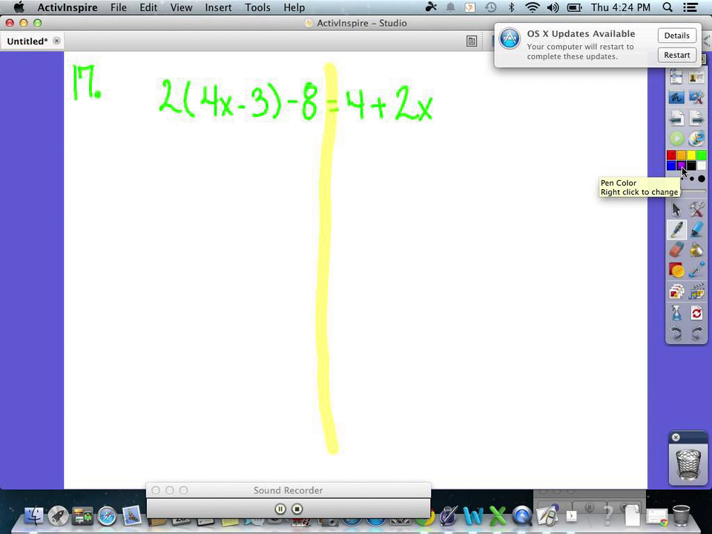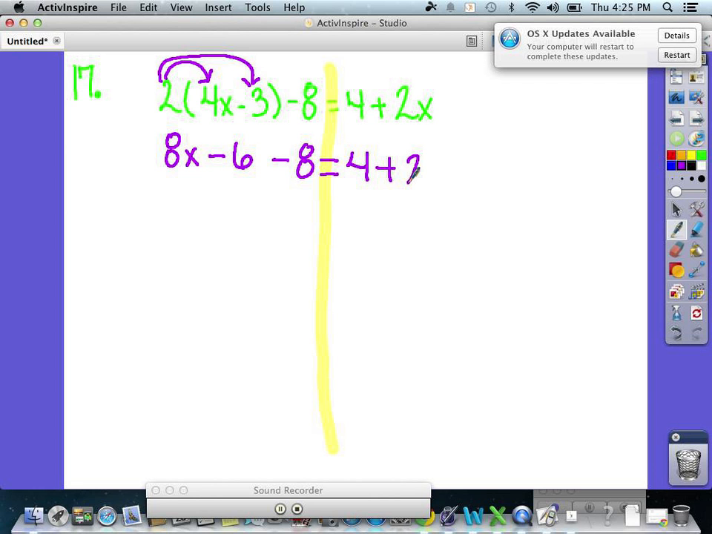Now, I do see parentheses. That's number 1 on our list to look for. Now we're going to do distributive property. 2 times 4x will give us 8x. 2 times negative 3 will give us negative 6. Then I'm going to bring everything else down, including my equal sign. Make sure you hold on to your equal sign.